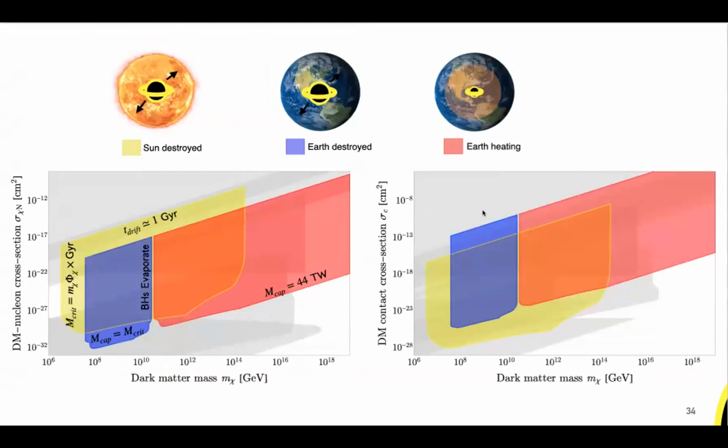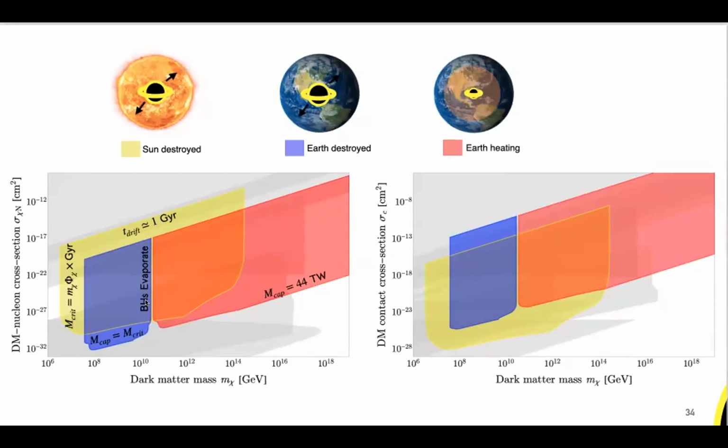So with just that information in hand, we can move on to bounds you can set using black holes formed inside the sun and the Earth. In the yellow region here, you would be forming black holes that would destroy the sun, and that didn't occur because we're all sitting here. For the blue region, you would also be forming black holes that would destroy the Earth. So that's very dramatic. And in this red region, you'd be forming black holes that would be small enough that they would evaporate and they would heat the Earth more than you see the Earth currently heated.